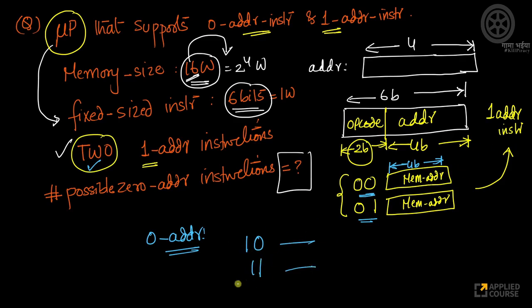They're completely left empty, right? Which means I can use them for my 0 address instruction. Now let's look at it from the perspective of my 0 address instructions.